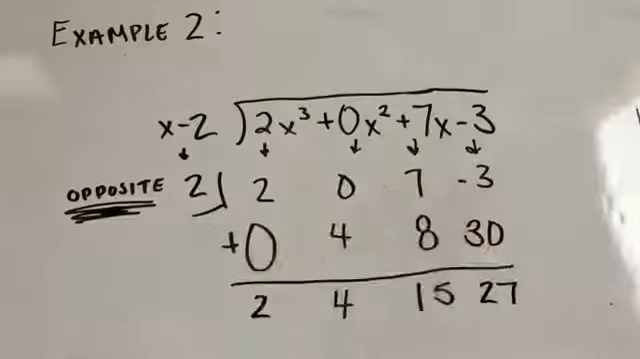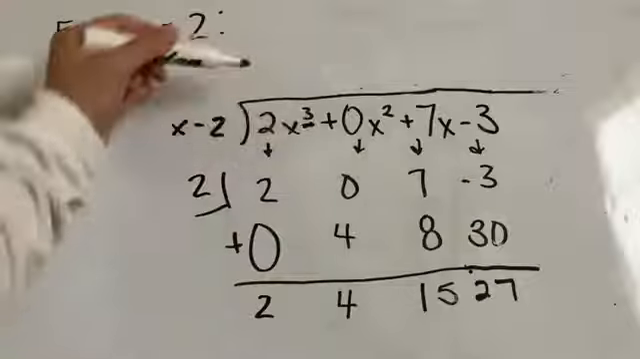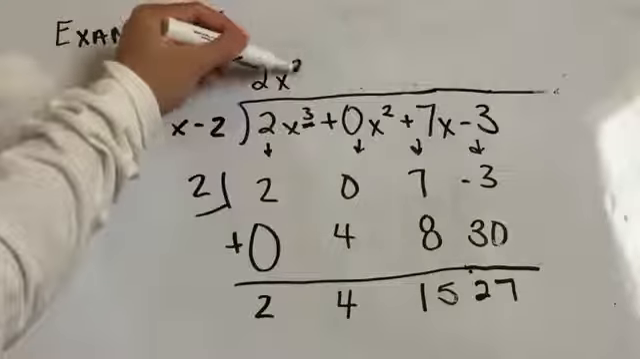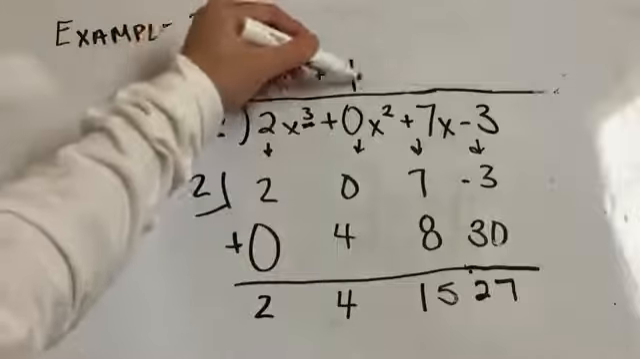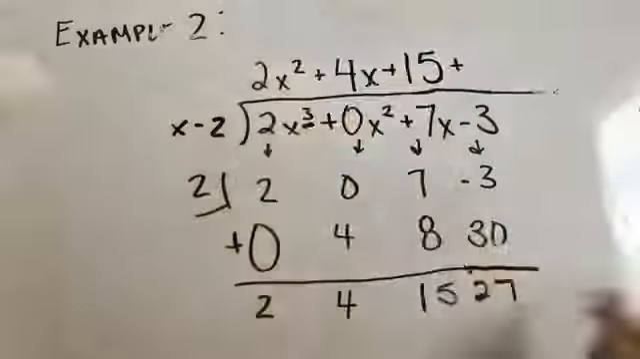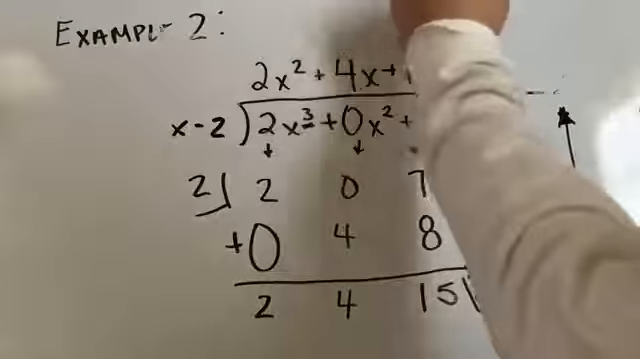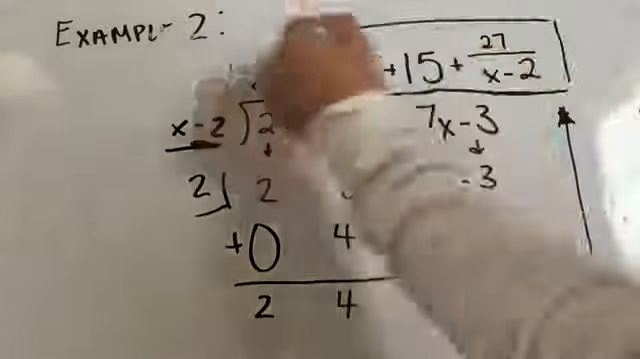Now we're going to bring up our coefficients, and since the highest variable is x to the third, we get 2x^2 + 4x + 15 plus the remainder 27 over x - 2 as our final answer.